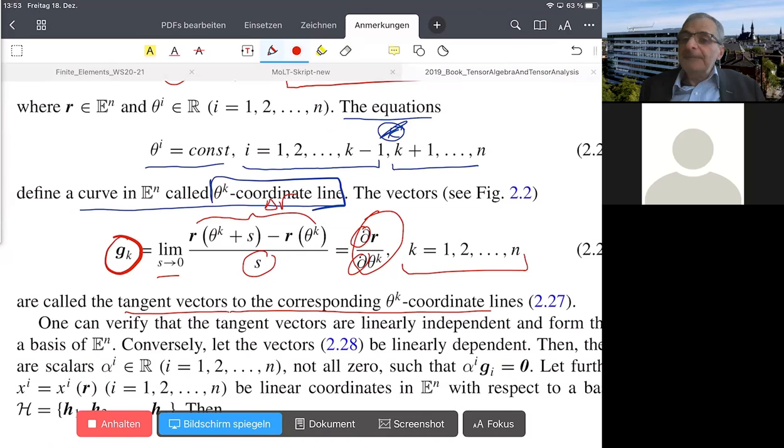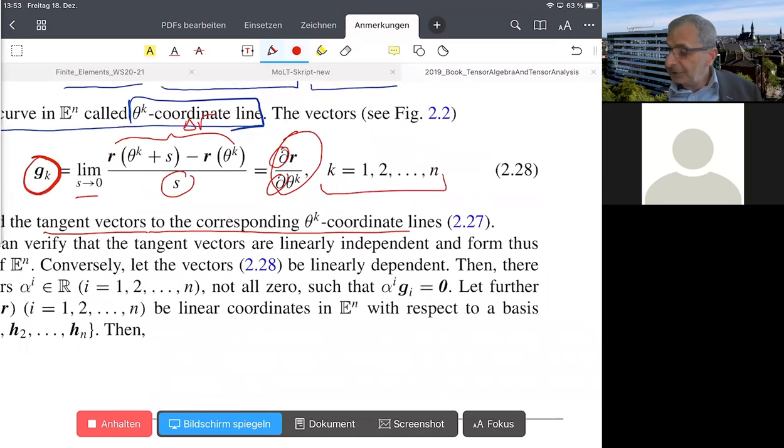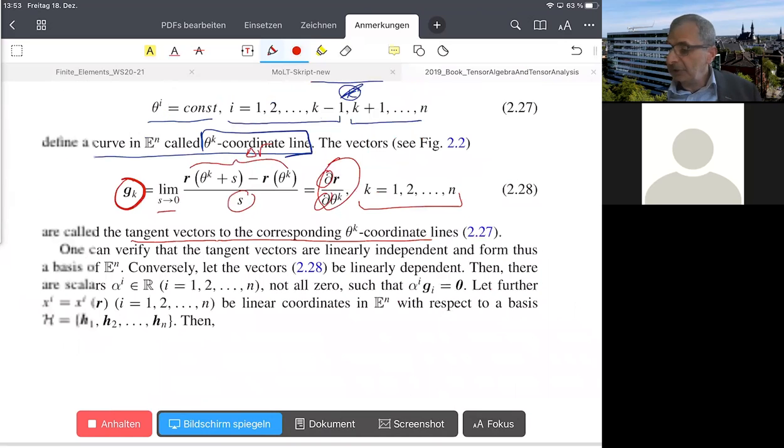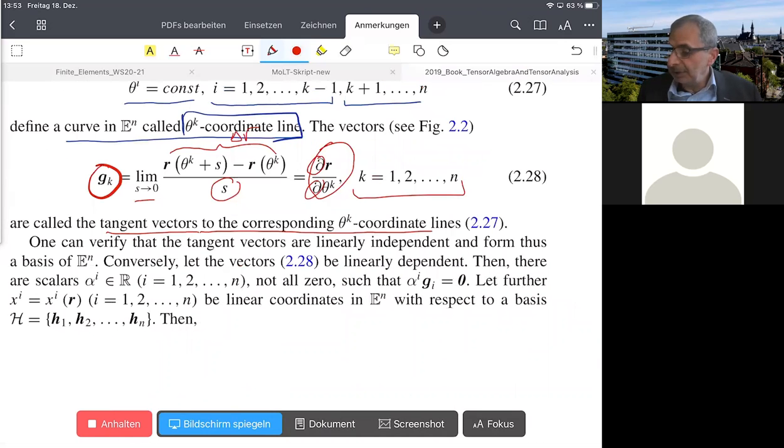So let us prove that these vectors are linearly independent. You remember the theorem of chapter 1: any set of n linearly independent vectors forms a basis in an n-dimensional vector space. How to prove it? We assume the converse. Let us assume that these vectors g_i are linearly dependent, which means that there are some scalars, not all zero, such that the sum alpha_i g_i is the zero vector.